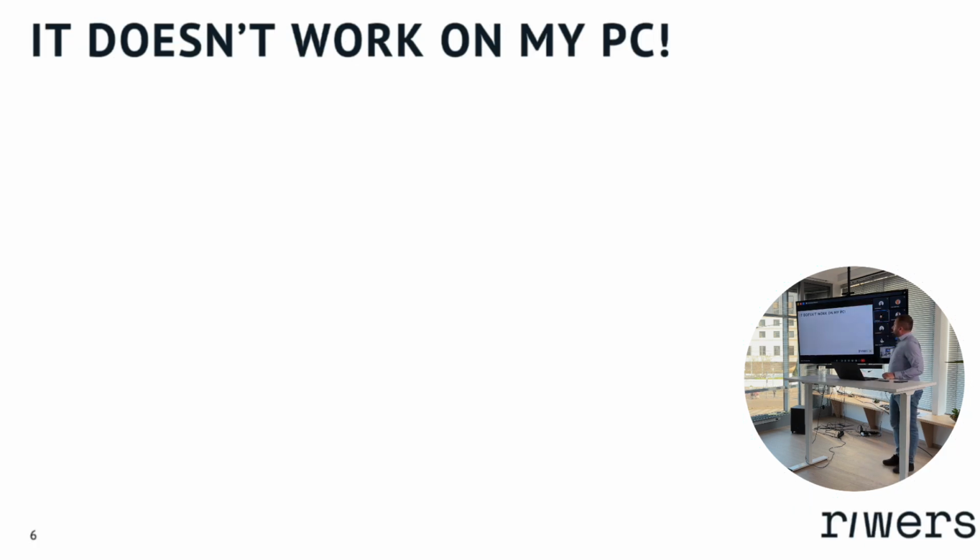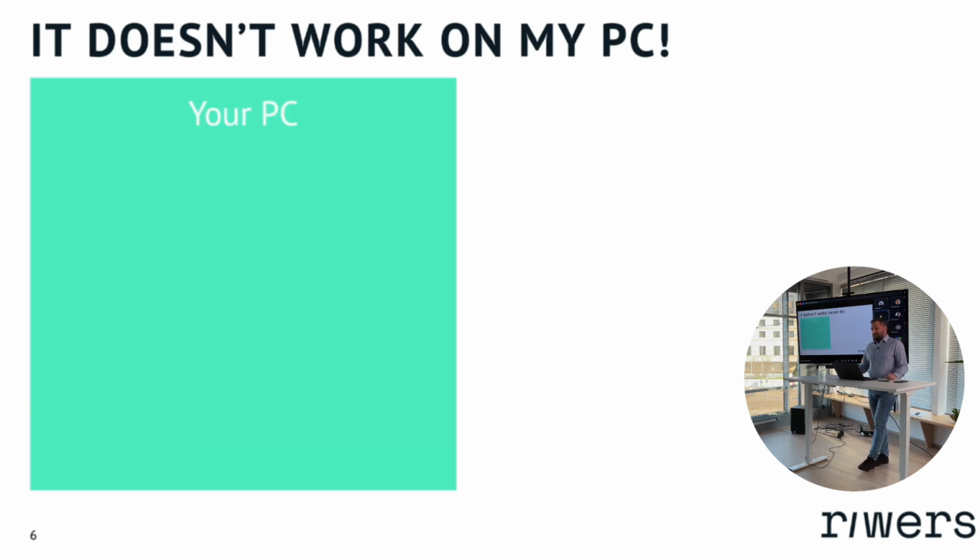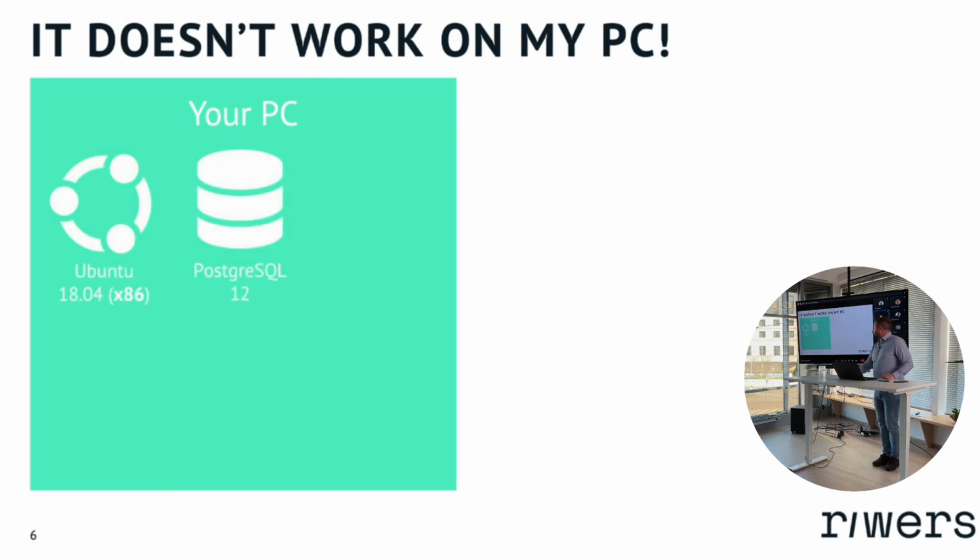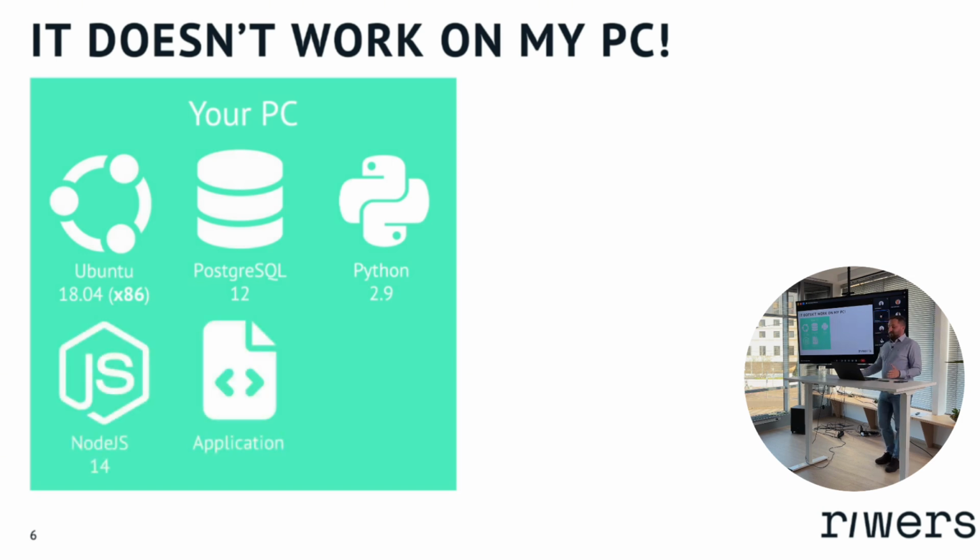Another problem that became quite common is with applications which run in a shared runtime. So we're talking, for example, Python applications or Node.js applications. It worked on my PC, but it didn't work on the PC of the target. Yeah, so there's a difference. Your PC could be running Ubuntu with PostgreSQL 12 as a database, with Python 2.9, Node.js 14, and your application requires all of these components.